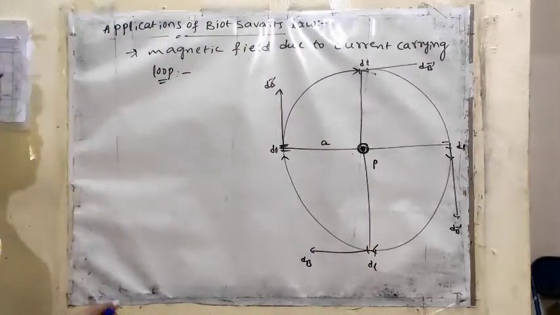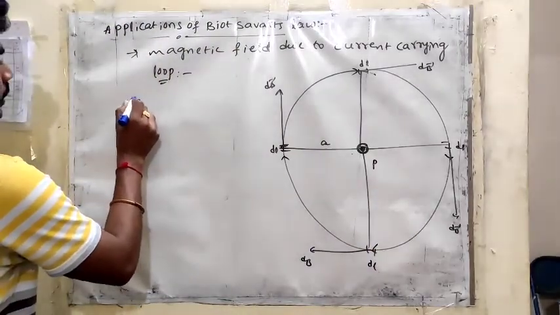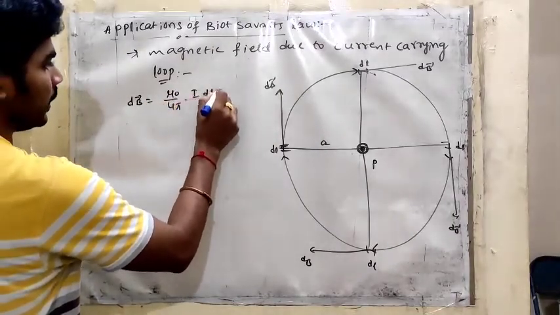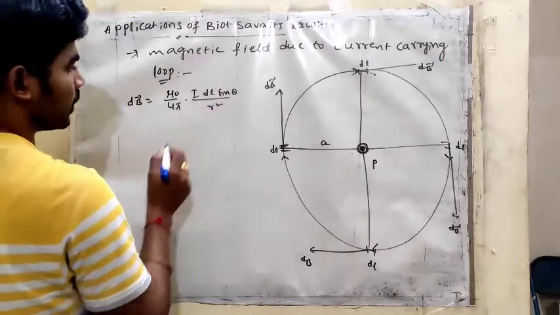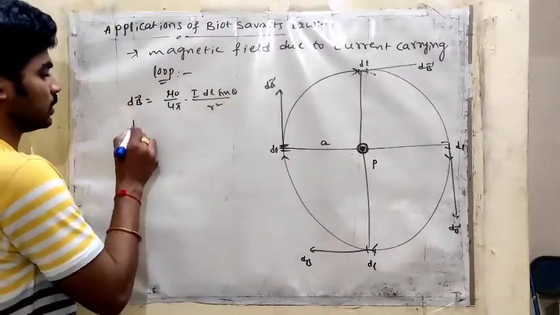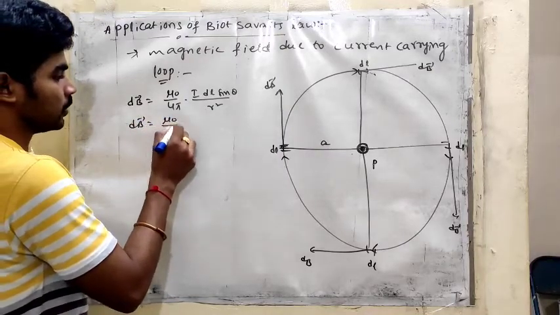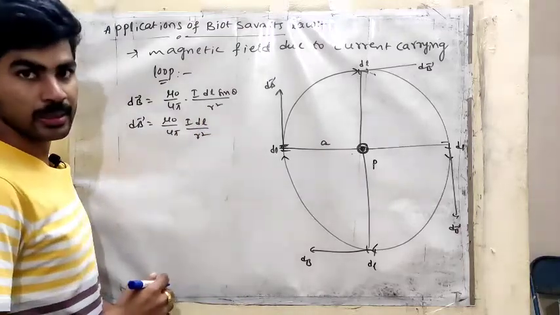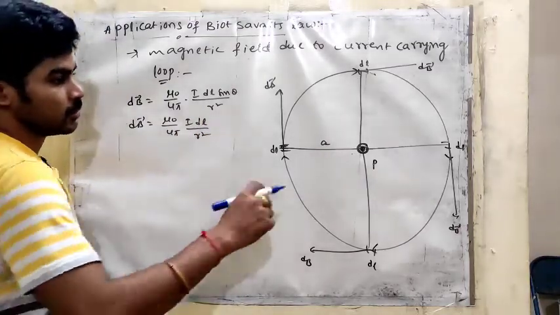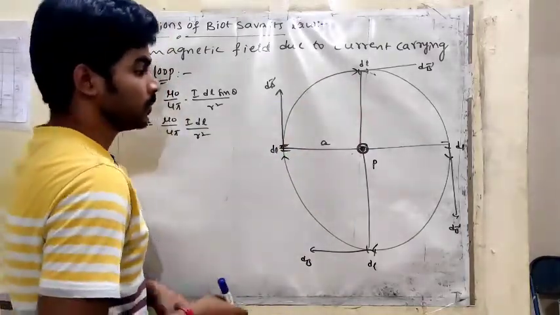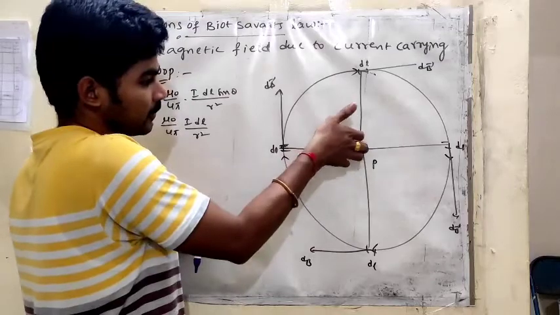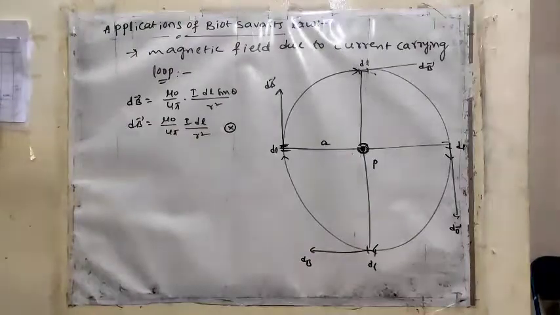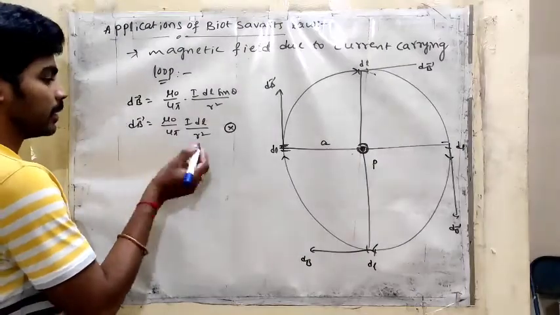So how can we calculate? What is the magnetic field formula? dB bar is equal to mu naught by 4 pi into I dl sin theta by r square. Now theta is equal to 90, so dB bar is equal to mu naught by 4 pi, I dl by r square. We have to calculate the magnetic field of the total circular loop. Everywhere the magnetic field is directed into the page, so I need the net magnetic field.